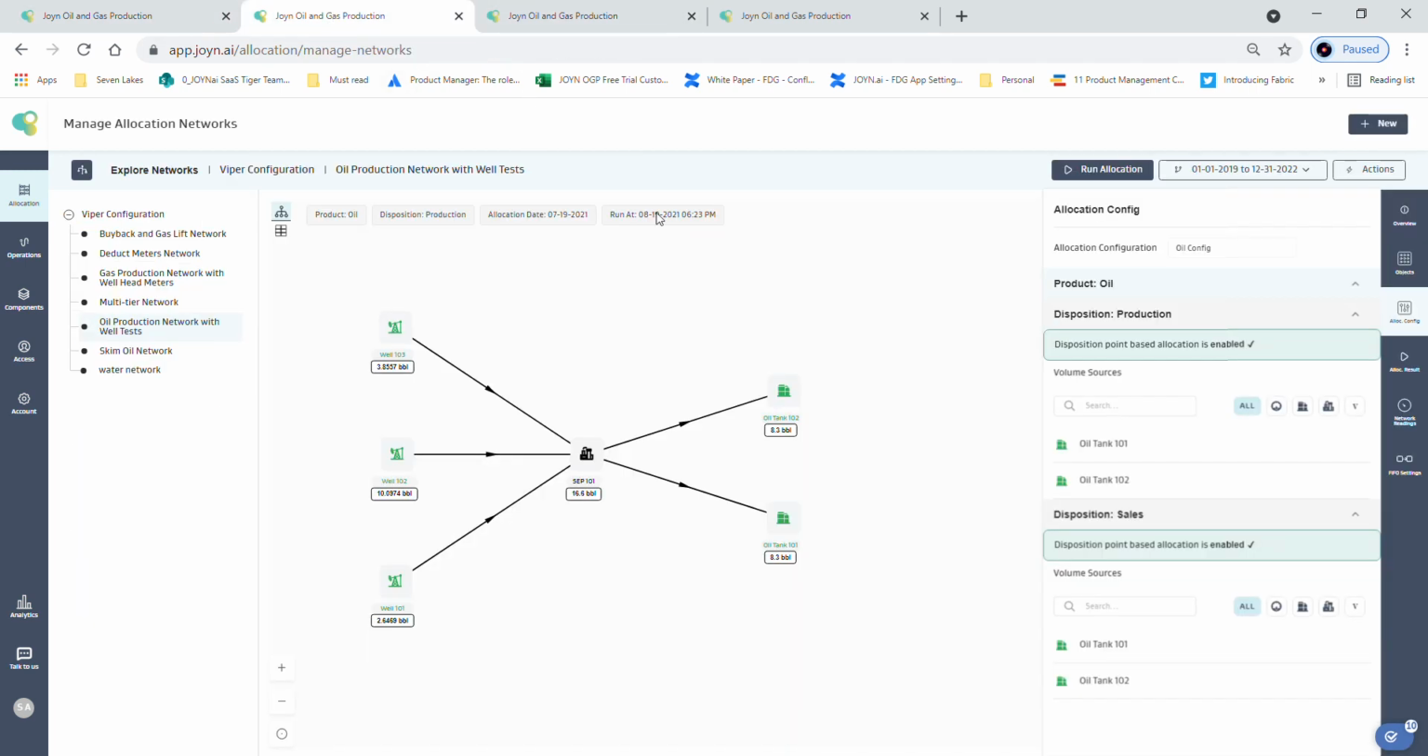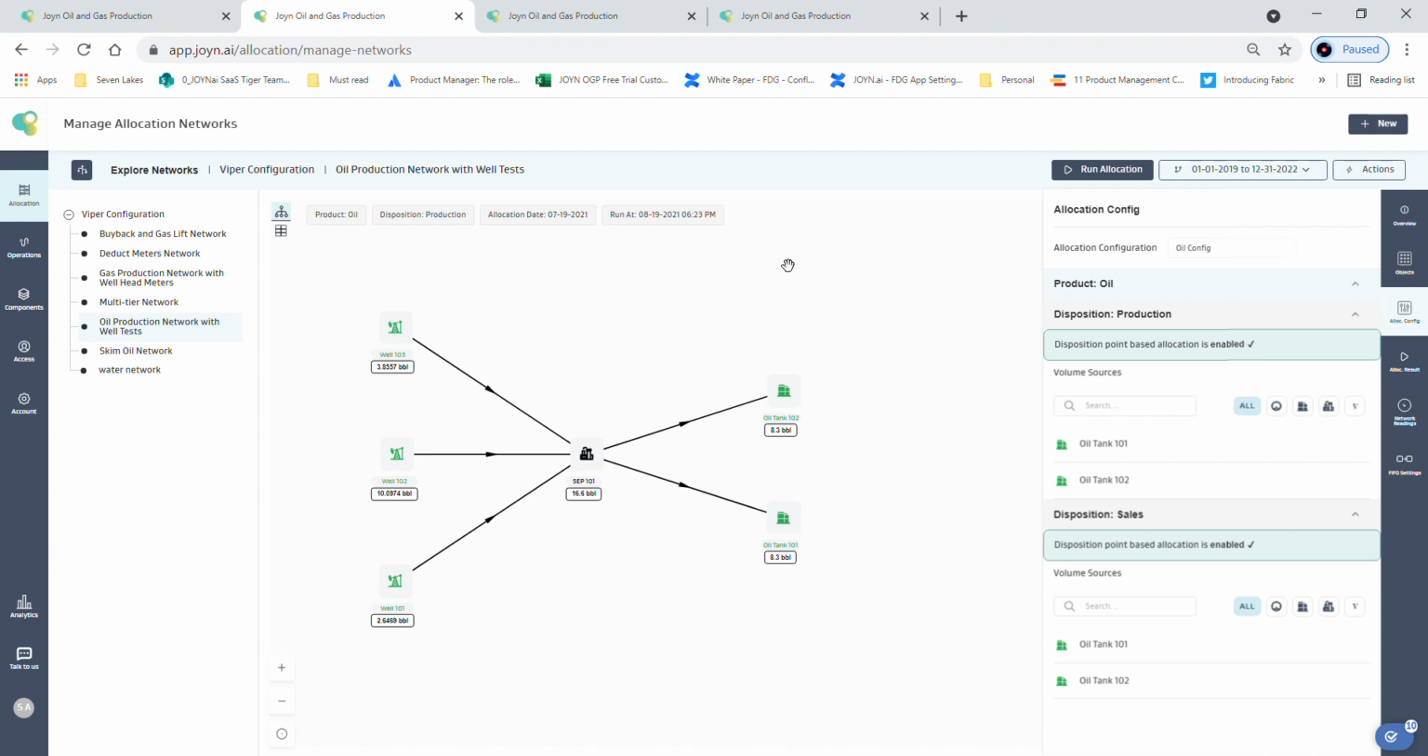Hello everyone. I would also like to walk you through the concept of dispersion point based allocation and how it actually generates results. One thing we have already learned is how a user can enable dispersion point based allocations. So what we'll have to understand here is how many disposition points are part of a product and disposition combination for the results on a well.